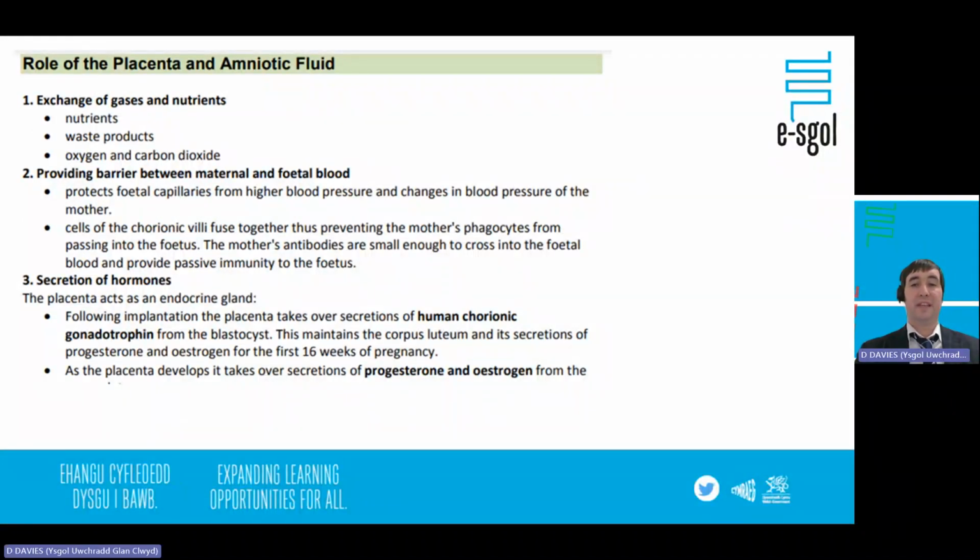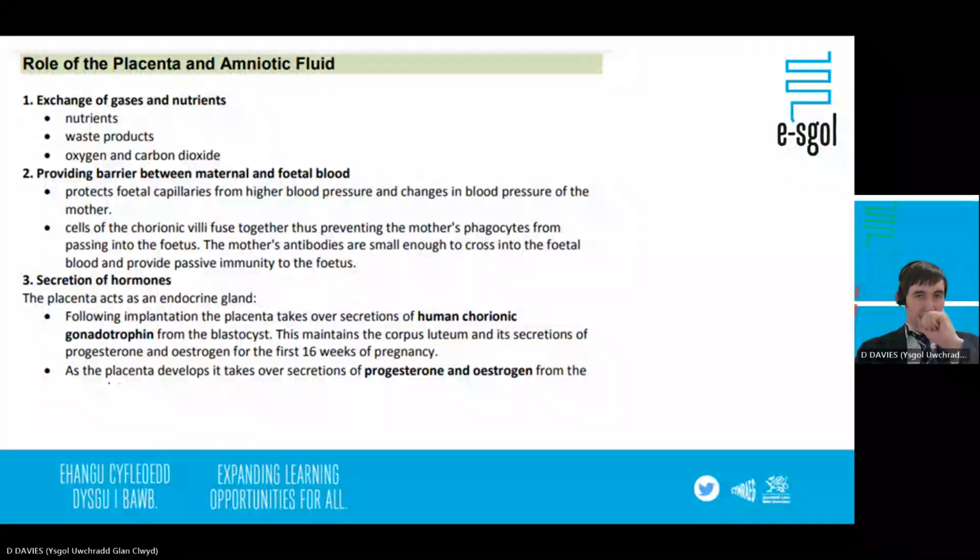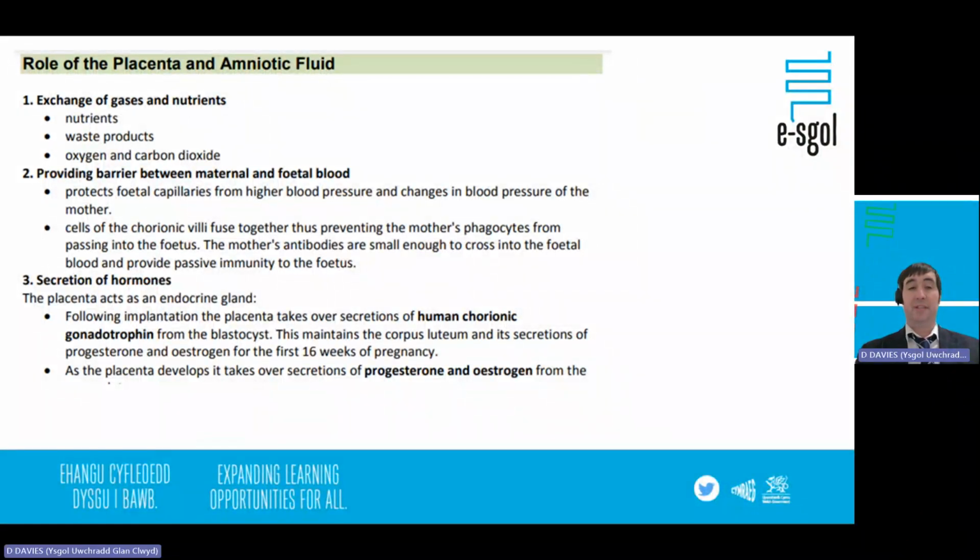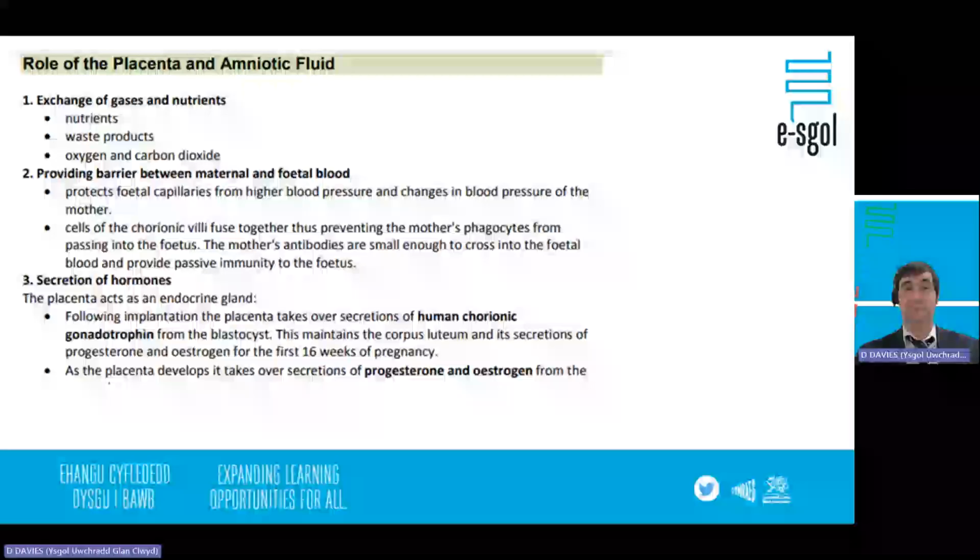The placenta and the amniotic fluid develop around the baby. There is exchange of gases and nutrients through the placenta. The placenta provides a barrier between the maternal blood and the fetal blood. It protects the fetal blood from the higher pressure of the mother's blood. Cells of chorionic villi fuse together, preventing the mother's phagocytes from passing on to the fetus.